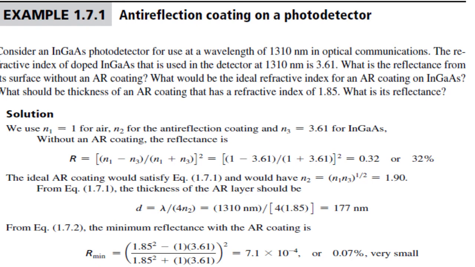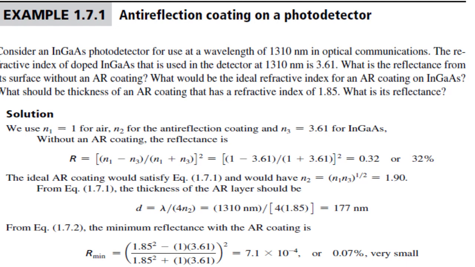Let's see an example. Consider an indium gallium arsenide photodetector for use at a wavelength of 1310 nanometer in optical communications. The refractive index of the doped indium gallium arsenide used as a detector is 3.61. What is the reflectance from its surface without AR coating? What would be the ideal refractive index for an AR coating of indium gallium arsenide? What should be the thickness for a coating that has a refractive index of 1.85? What is then the reflectance?